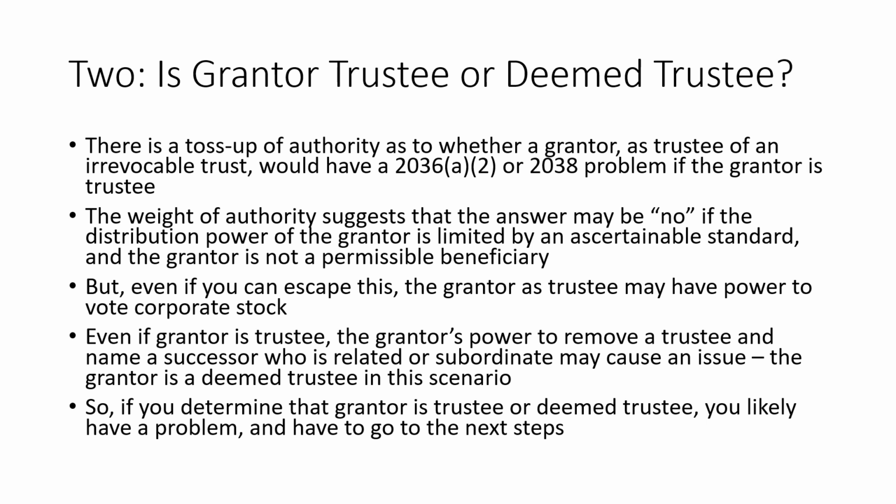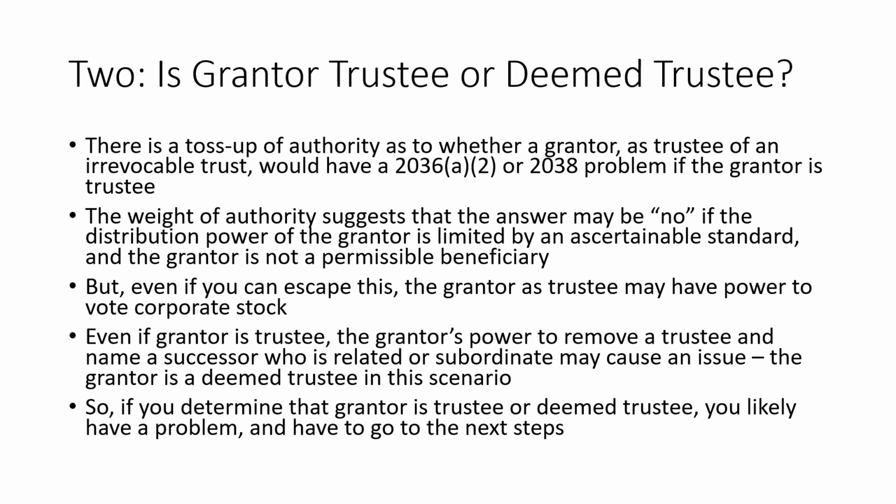But even if you can escape that, the grantor as trustee may end up having the power to vote corporate stock, which would end run any situation where maybe you limit the grantor's distribution rights or distribution authority to try to avoid 2036(a)(2) or 2038(a). Really, what this gets to is that in any situation where there's a gift of corporate stock to a trust, it's not a good idea for the grantor to be trustee.